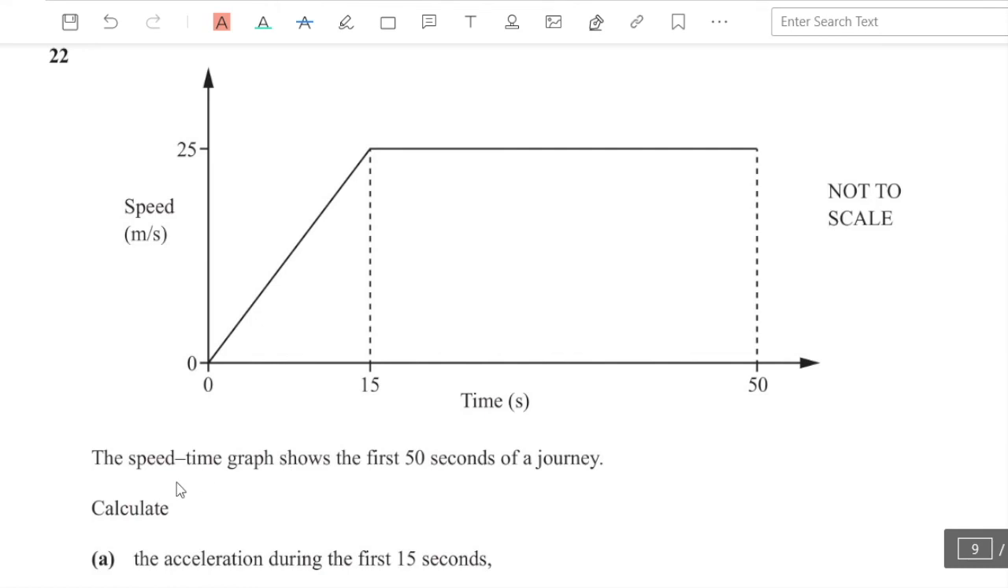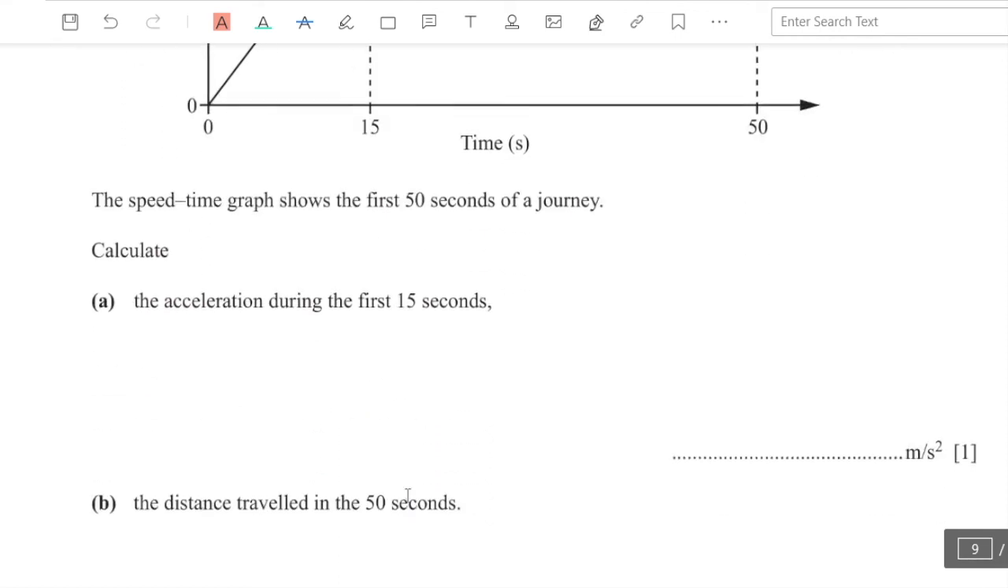Question 22a. The speed time graph shows the first 50 seconds of a journey. Calculate the acceleration during the first 15 seconds.